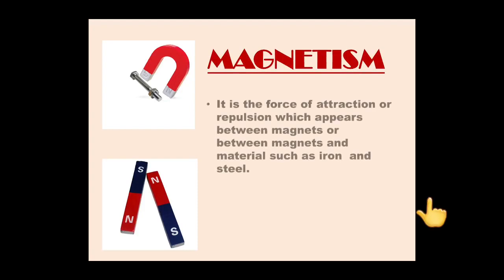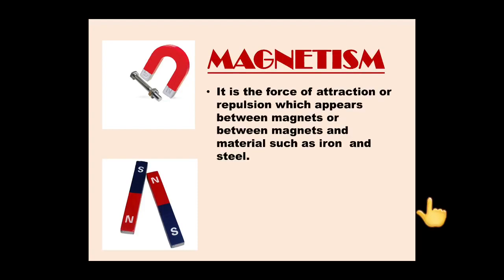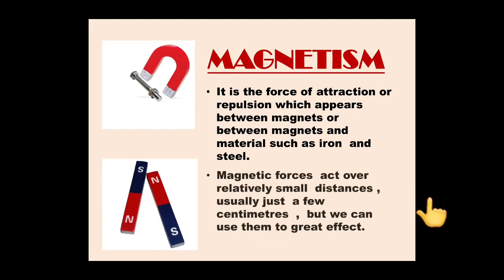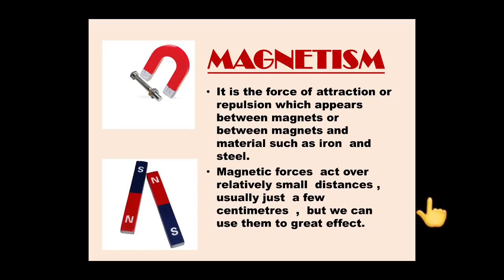When a magnet attracts or repels something, a force comes into action between the magnets, or between magnets and materials such as iron and steel. This is known as magnetism. These magnetic forces act over only small distances, usually just a few centimeters between the magnets and objects. But we can use magnetism to great effect.